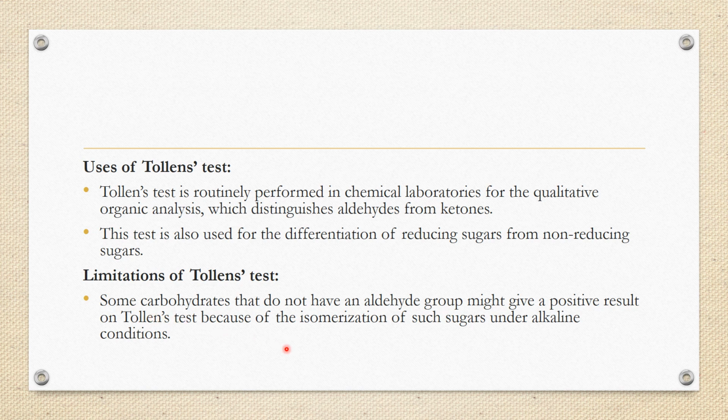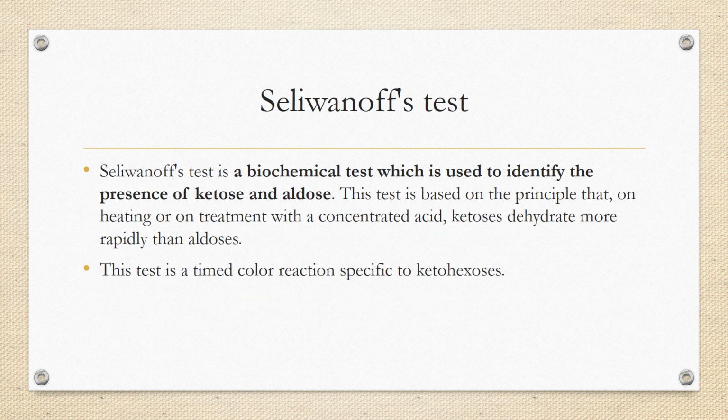This is about Tollen's test, and now we will shift to another test for today, which is Seliwanoff's test. Seliwanoff's test is a biochemical test which is used to identify the presence of ketoses and aldoses.